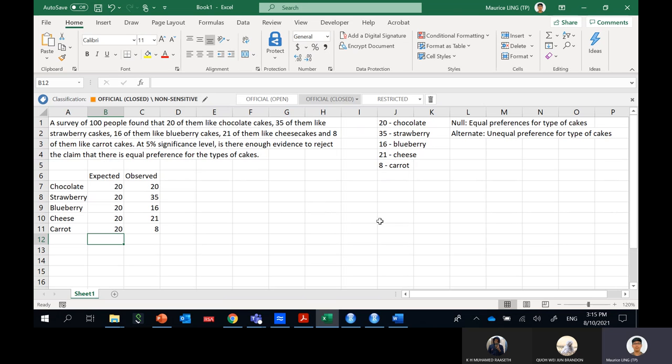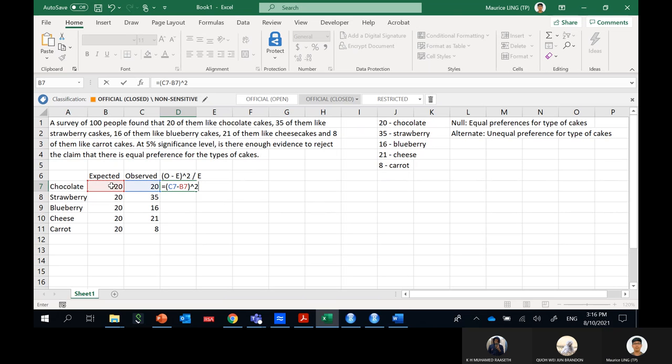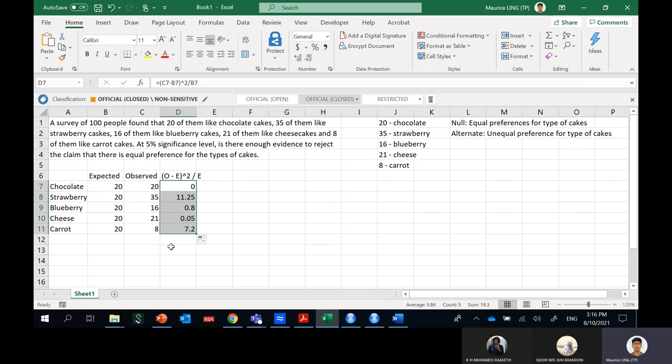Okay. So there are two ways of doing it. Let's do the way that you do in your tutorial first. In your tutorial, you need another column. You take the observed minus expected, square it, divide by expected. So you put in your formula yourself: observed minus expected, squared, divided by expected. If you do it correctly, these will be your values.